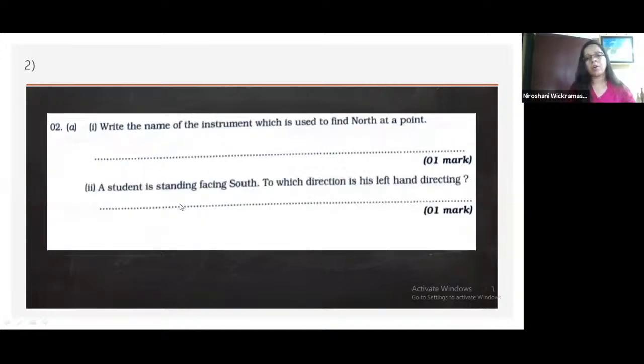Write the name of this instrument which is used to find the north at a point. What is the instrument? That is a famous instrument. When you were small also, you used to use it. What is this? Compass. That is the instrument.